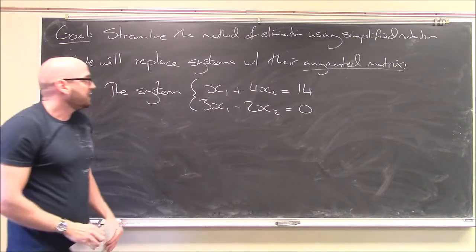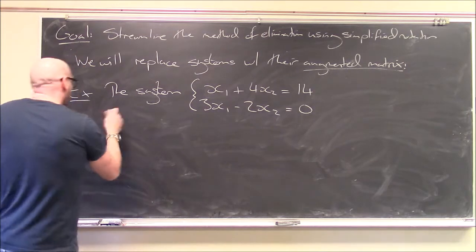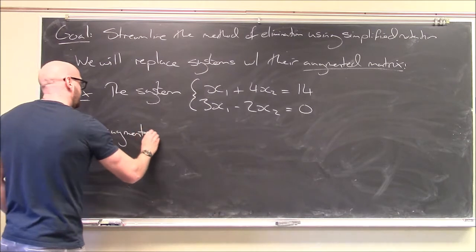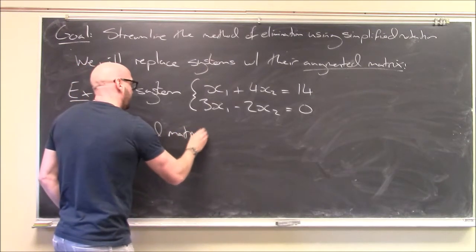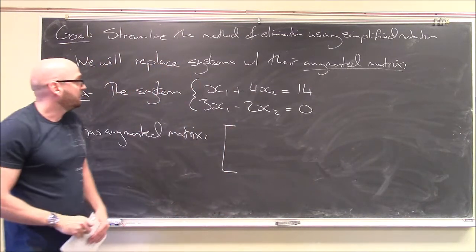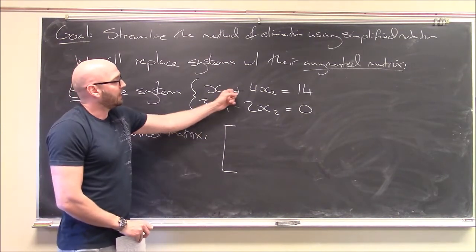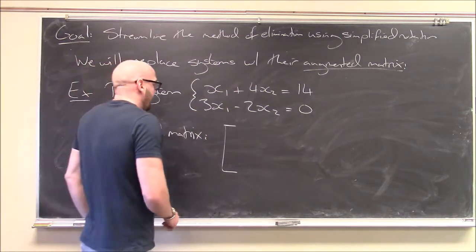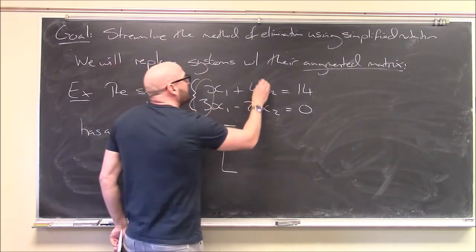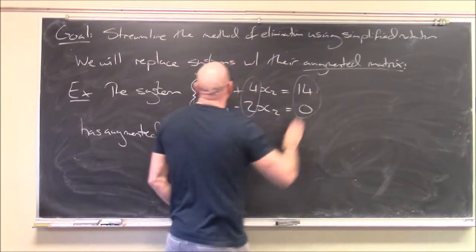Again, instead of using the variables x and y, I'm just using the variables x1 and x2. But here's my system. Here's the augmented matrix. So it's going to be a matrix with 2 rows because I've got 2 equations, and I used this row terminology in the last section. So 2 equations means I have 2 rows, and the columns are going to be the coefficients of the variables and the constants.